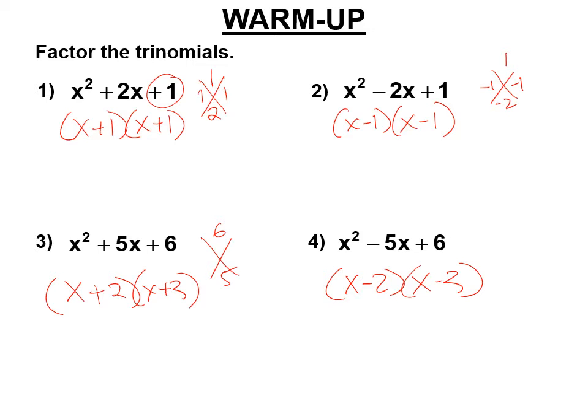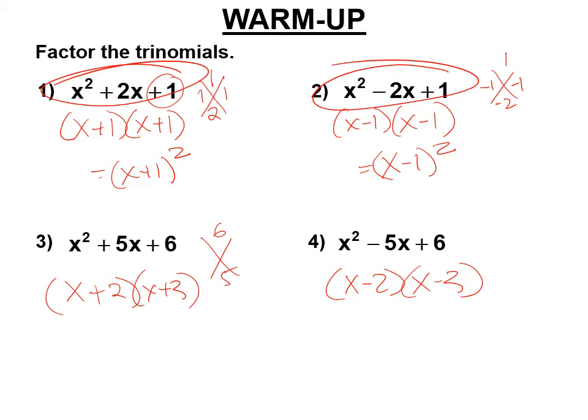Now, the ones at the top here, what would be another way to write that? We could write that as x plus 1 squared. We could write this as x minus 1 squared, right? And so what does that mean? It means these were perfect squares, right? Like 49, we found the factors of 49 are 7 and 7. The factors of that perfect square are x minus 1 and x minus 1. X minus 1 squared.